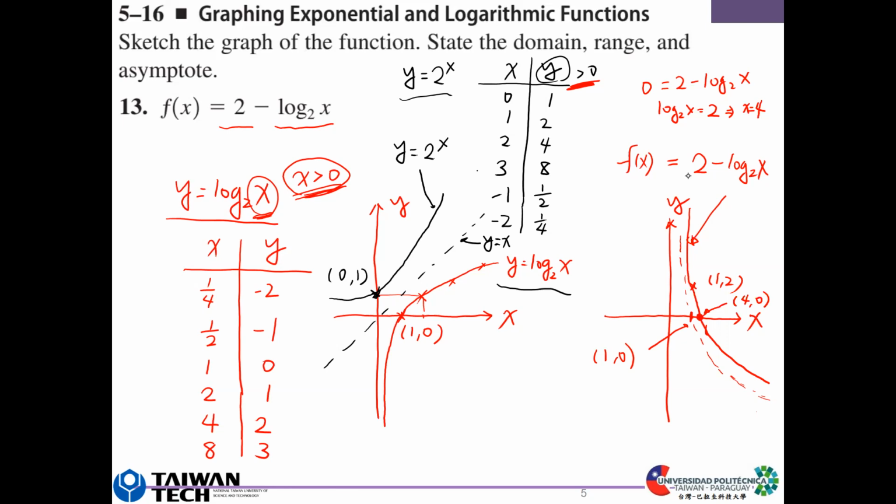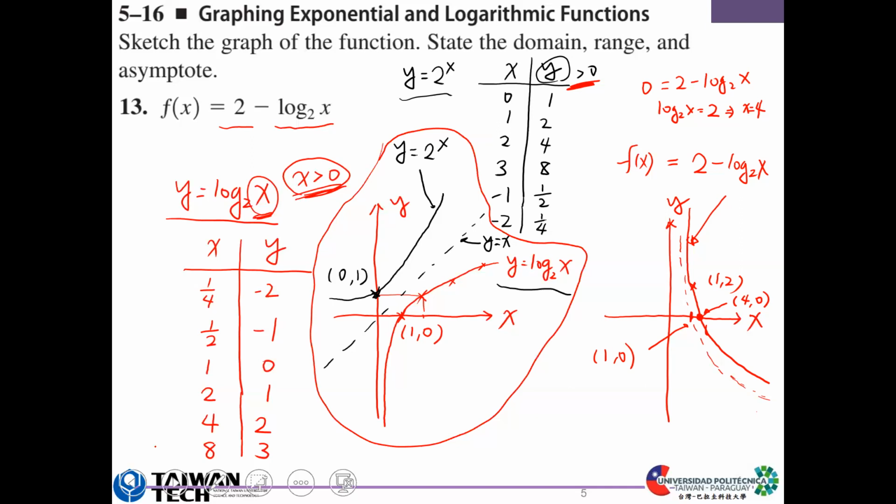First, you need to know the shape of the relationship. You need to know the shape of an exponential function and its log function, and their x-intercept and y-intercept. And then you could either flip. In this case, it's a flip and then shift to top by 2. If you still have problems, please go back to the textbook.